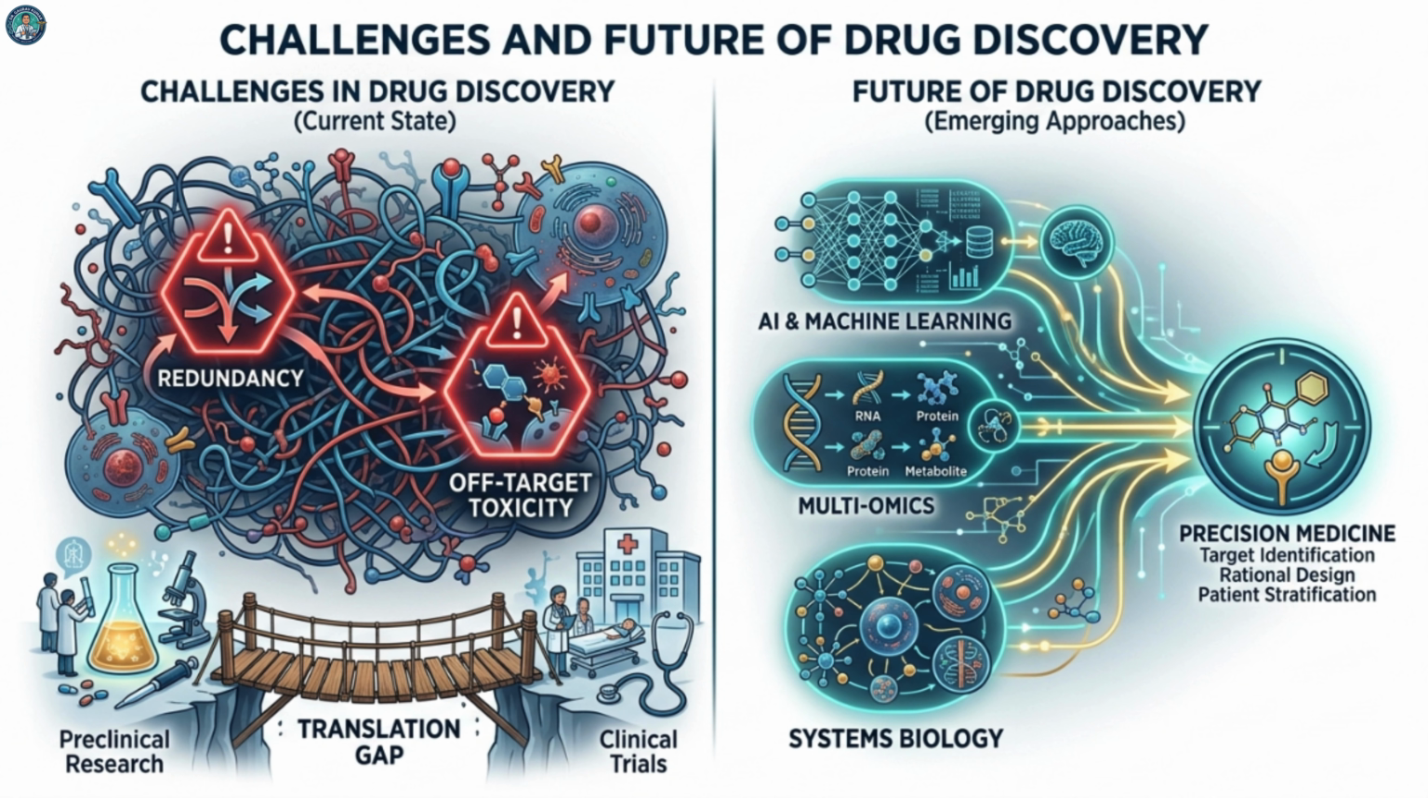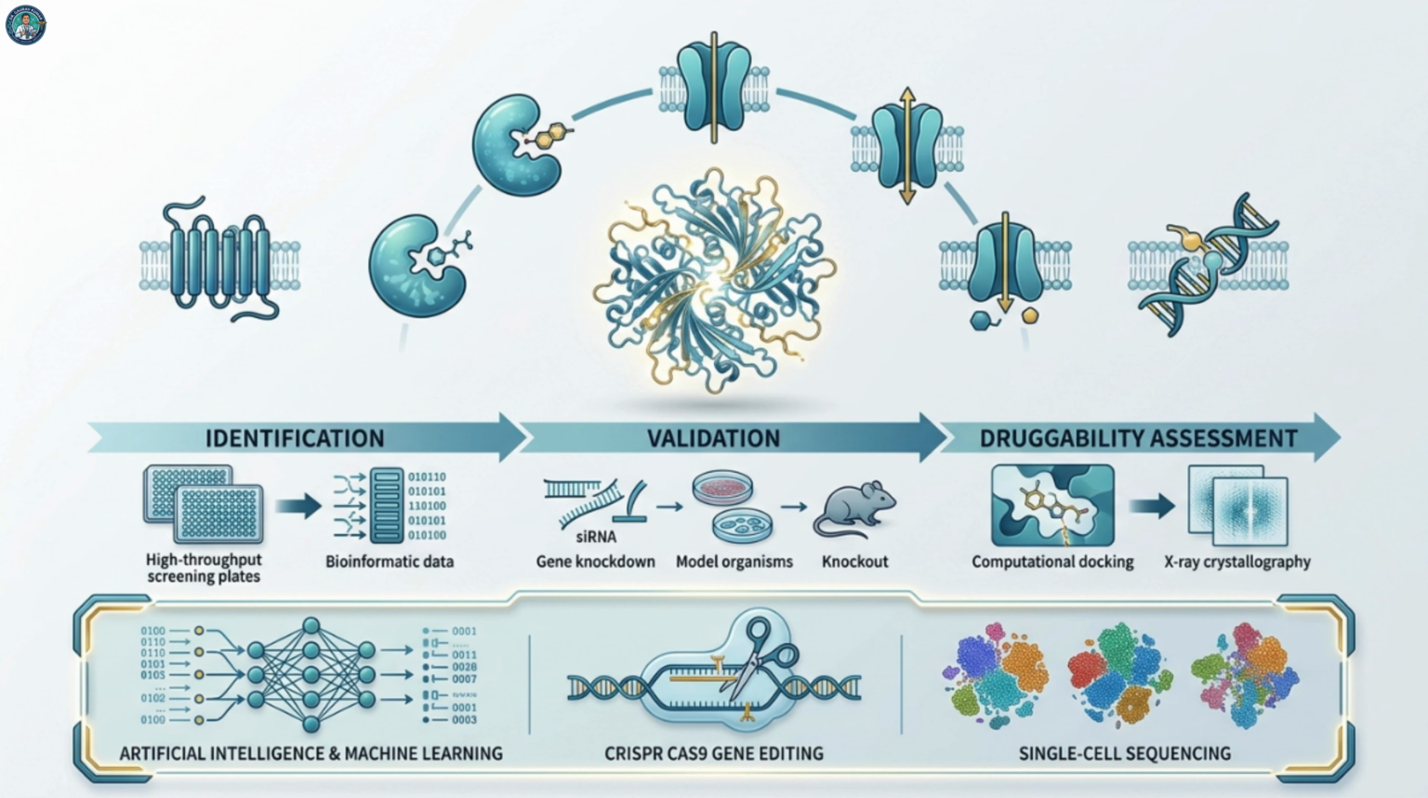Future drug discovery will increasingly rely on precision medicine, systems biology, artificial intelligence, and multi-omics approaches to identify highly effective therapeutic targets. To conclude, drug targets represent the foundation of modern drug discovery and development. A drug target is a biological molecule whose activity can be modified to achieve therapeutic benefits. Common target classes include receptors, enzymes, ion channels, transporters, and nucleic acids.